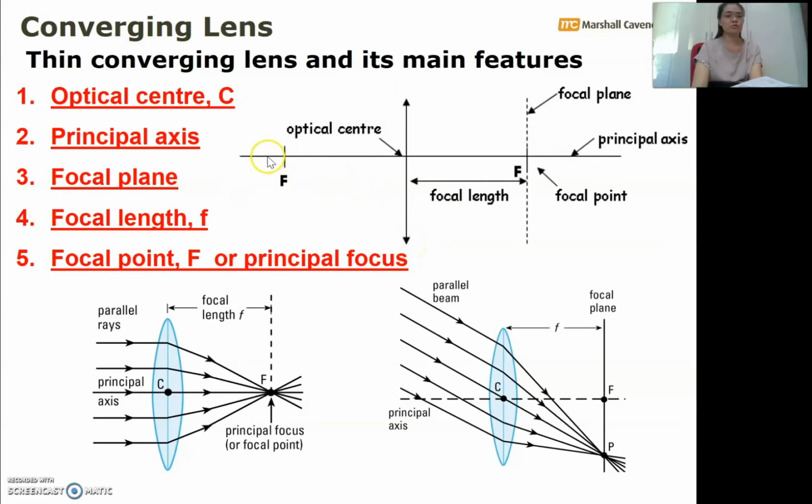Some of the terms that you need to know will be the optical center, middle here of the lens, the principal axis, the focal plane, the focal length, which is represented by a small letter f, as well as the focal points, or principal focus, represented by capital F. So this one is with the lens, and when the light rays come through, you see the optical center, the principal axis, the focal plane, the focal length, small letter f, and the principal focus or focal point with capital F. Same thing for this example here.